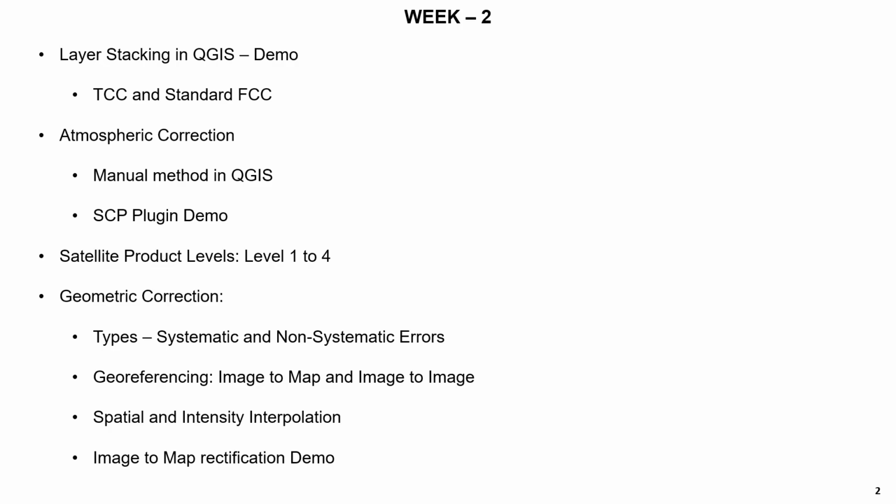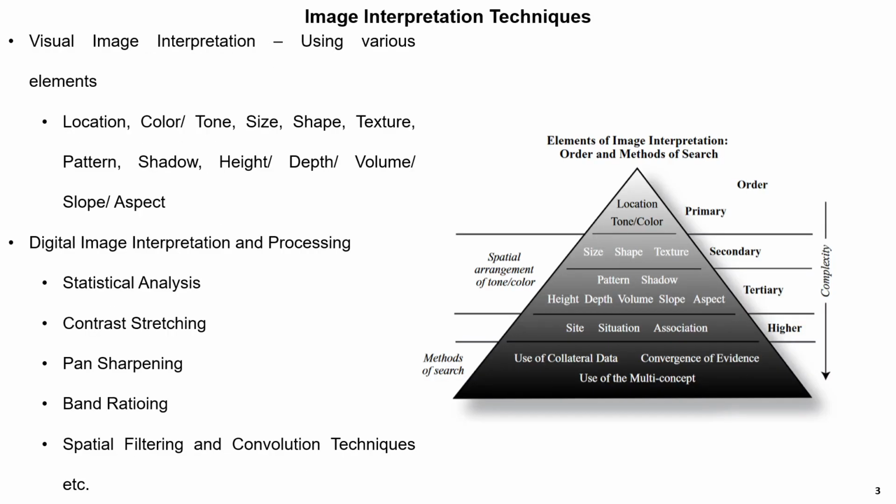We saw the bilinear interpolation and cubic convolution by using 16 points interpolation. Then finally, I showed you a quick demo of how to do georeferencing. That is the image to map rectification demo. So in this week, we'll be seeing how to do image interpretation by using different methods.